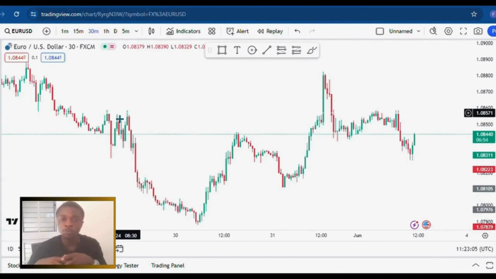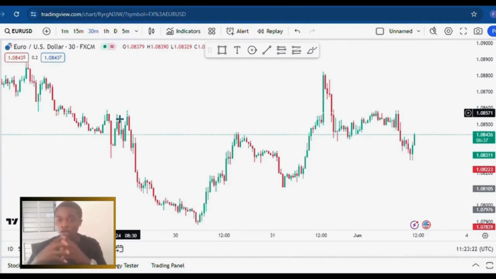Now for a day trader, the time frame you're using should be higher than the scalper. So as a day trader, you're using from the 15 minute time frame up to the 4 hour or maybe daily time frame. So this is the time frame you're using as a day trader when day trading.